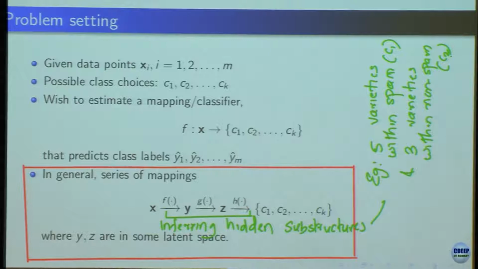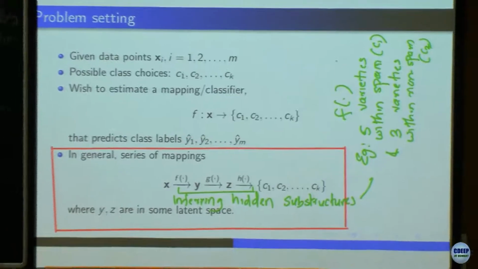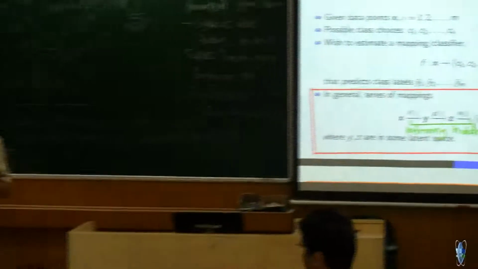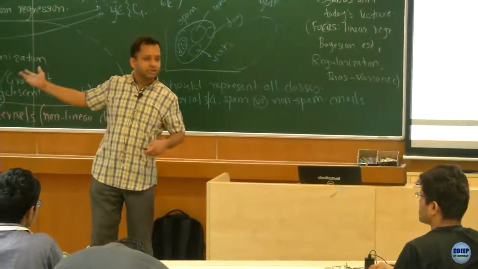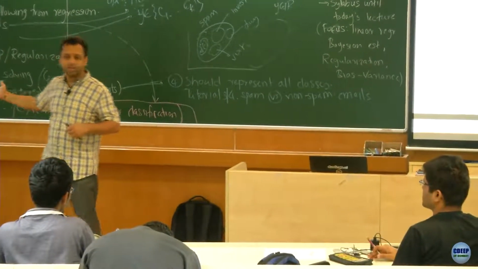Okay, so 5 varieties within C1 and 3 varieties within C2. This is the job that F might do. But within each of those sub varieties, you could have sub varieties. Yes, so there was a question. So why don't we solve the problem using this and solve it on the order? With using what? Regression. 1, 2, 3. Yeah, you will get some solution, but it may not be meaningful. The accuracy may be poor.